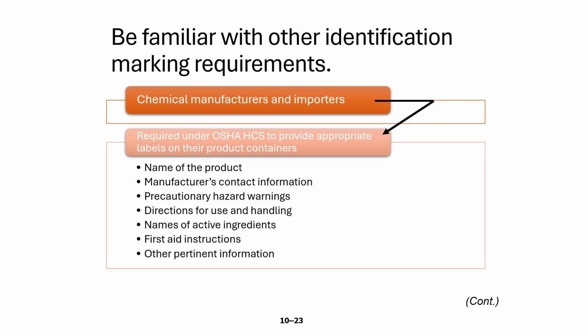What are some of the other identification marking requirements? Chemical manufacturers and importers, required under OSHA's hazard communication standard, must provide appropriate labels on their product containers, including the name of the product, contact information of the manufacturer, precautionary hazard warnings, directions for use and handling, active ingredients, first aid instructions, and any other information pertinent to the safety of the end user or the employee.